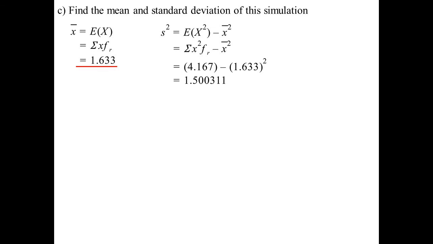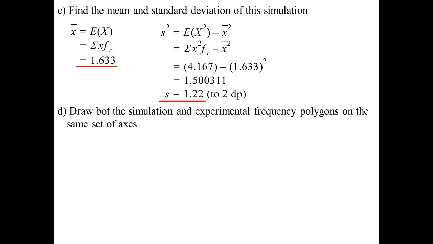Let's work out the variance. Expected value of X squared, so that would be our X squared times the relative frequency, minus that mean we just found squared. But we want deviation, so it's the square root of that, 1.22. Draw both of the polygons on the same set of axes.